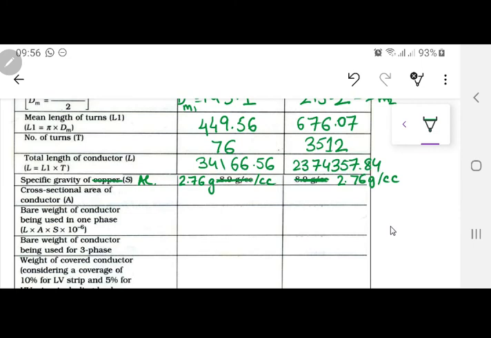Specific gravity of copper लिखी हुई थी, मैंने उसको काट के specific gravity of aluminium मैंने कर दी है. This is 2.76 gram per cubic centimeter. ठीक है, you can convert this cubic centimeter into millimeter or whatever you want to convert it. It's totally up to you. But here the answer is actually given in cubic centimeter. जी, cross sectional area क्या था?